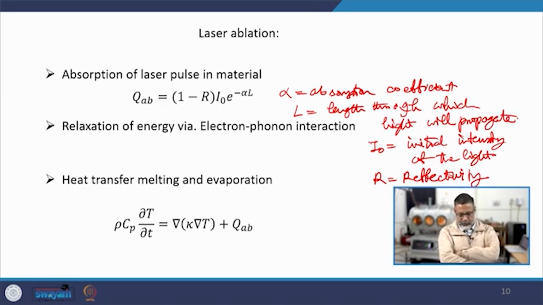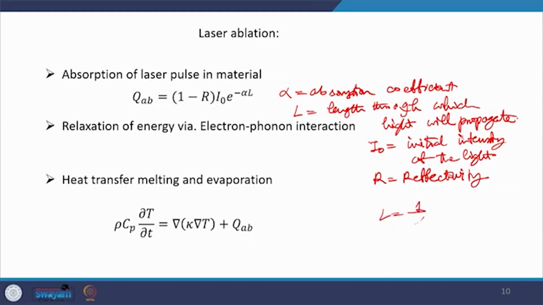depends on the transmission; we can say that there will be no transmission. We assume most of the energy is absorbed within a length L equal to 1 by alpha, which is sometimes also called the skin depth. This is the amount of energy absorbed, and then, as I have told you, there can be relaxation of the energy through electron-phonon interactions, and mostly the heating occurs through this. Then we can use the heat transfer equations for melting, and then evaporation will take place.